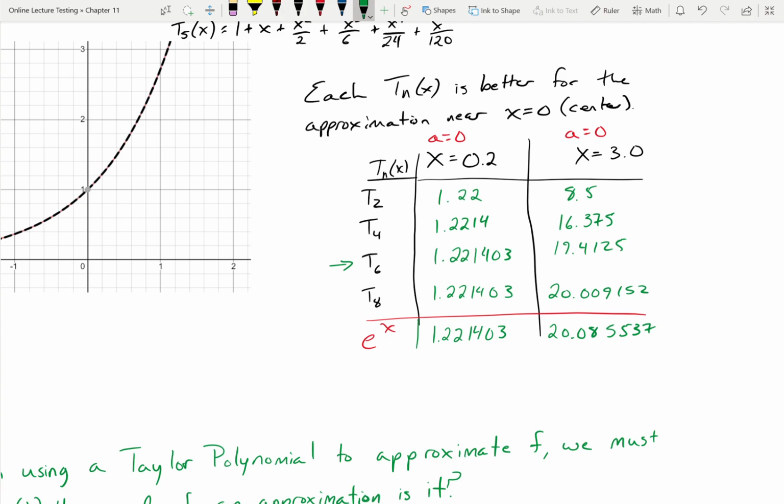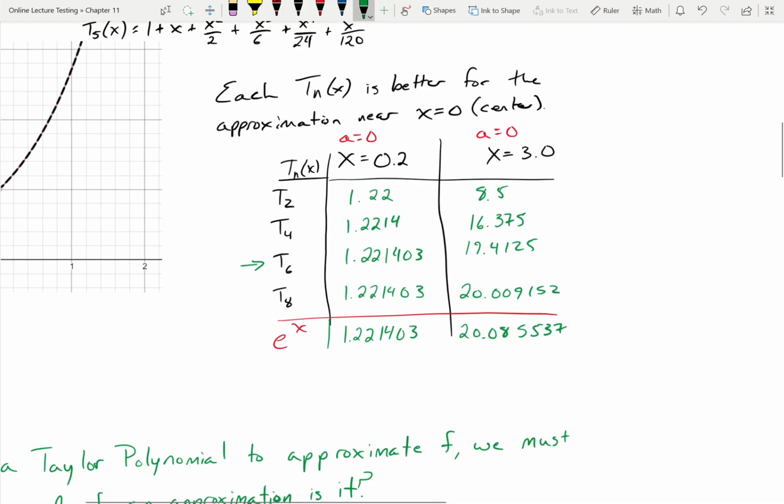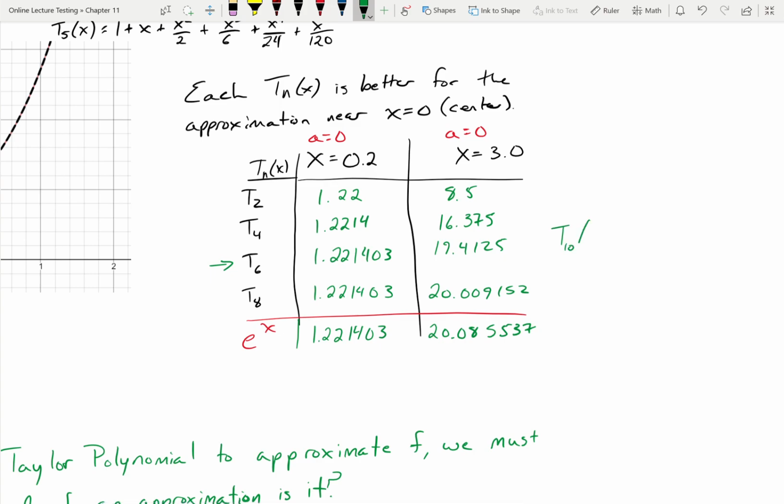And in fact, if we used a 10th degree Taylor polynomial, we'd actually be pretty close, because if we did the 10th degree Taylor polynomial evaluated at 3, we'd get approximately 20.0796 and change, which is pretty close to it. Now again, we have to go 10 degrees out to get there, whereas closer to the center we have less error occurring. So again, that's the big thing.